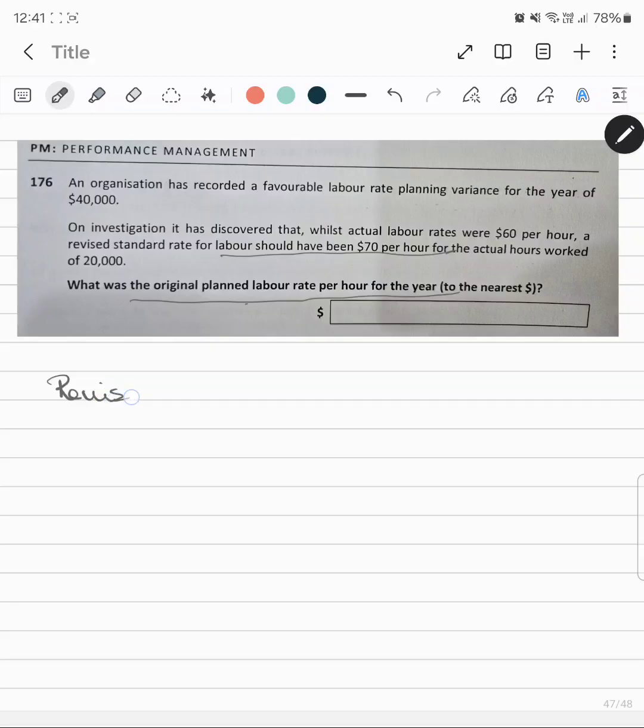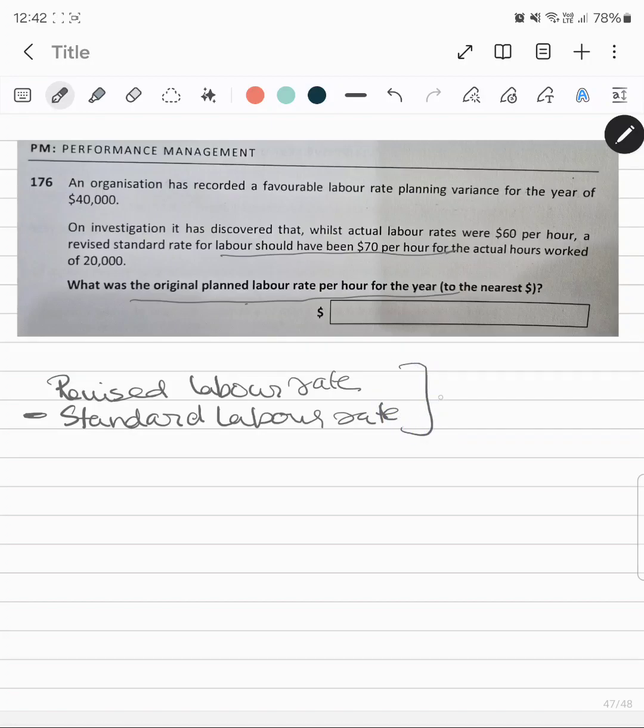Revised labor rate minus standard labor rate, the whole into actual output hours. Okay, so here the revised labor rate is 70. As per this question, I'll read.